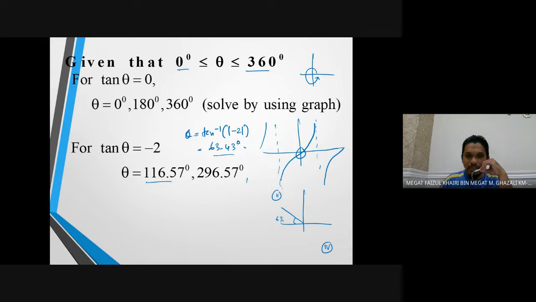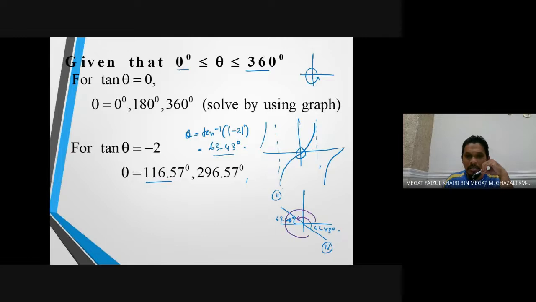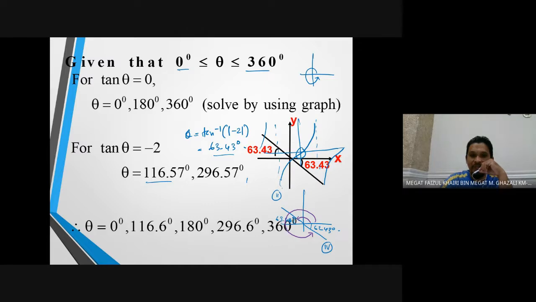This is 63.43 degree, and also here 63.43 degree. So the first angle is from 0 up to here, and the next is here. Okay, so 180 minus 63.43 gives you 116.57, and 360 minus 63.43 gives you 296.57. There you go.